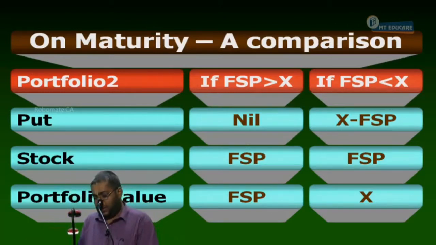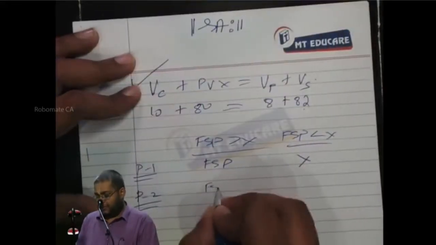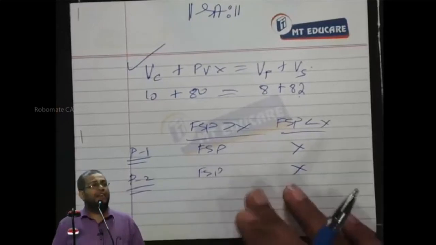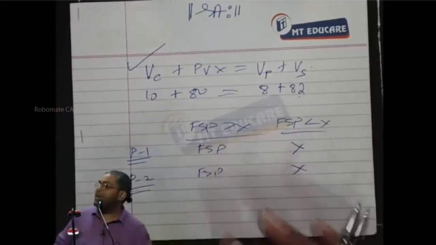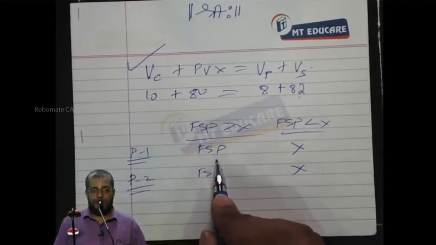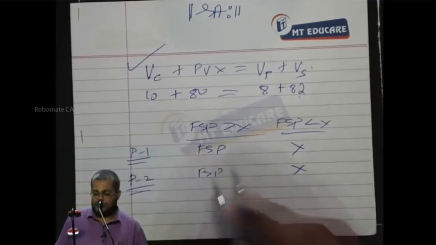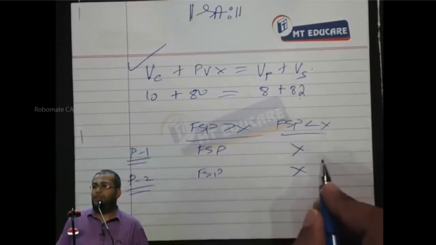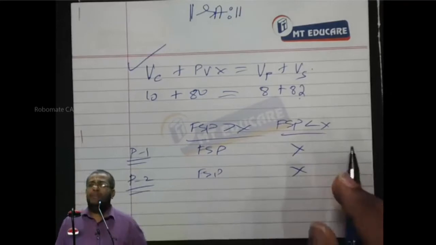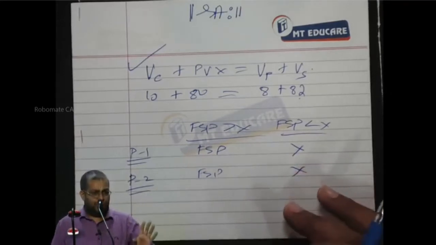Now this is portfolio 1 or portfolio 2. First case is FSP. Second is strike price. So FSP and then strike price. Everybody following or not? Now in that case we can say that the maturity value of both portfolios is the same. FSP more than X, what is the value of the portfolio? FSP. This portfolio also FSP. FSP less than X, what is the value of the portfolio? Strike price. This portfolio also strike price. So on the maturity date, the values of the portfolios are the same.